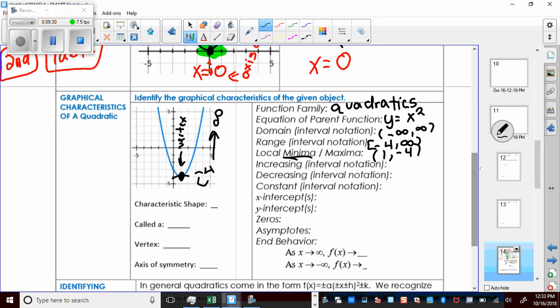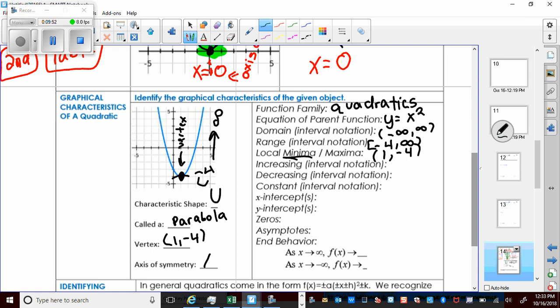Now, I know for a fact this is a U shape. It's not a V shape. And it's called a parabola. And my vertex is that minimum over here, (1, -4). What's your axis of symmetry?